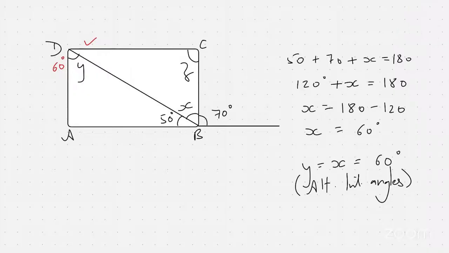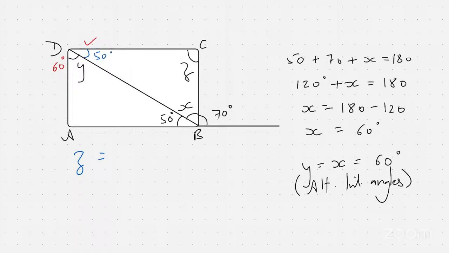Now see, there are two methods, okay? To solve for Z, there are two methods I will show you. Number one is, this angle is 50 degrees, okay? This angle at B is 50. So this one also will be 50 by alternate interior angle.